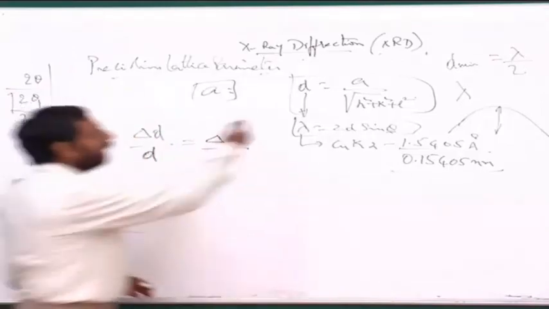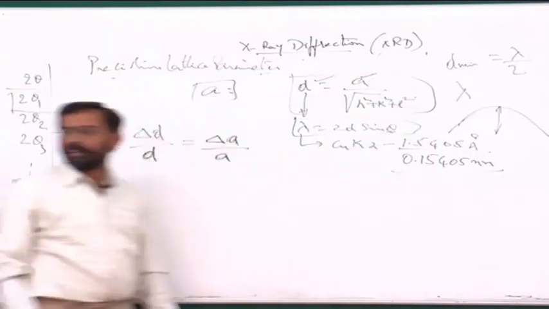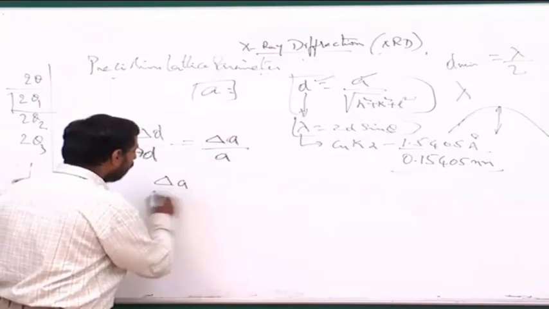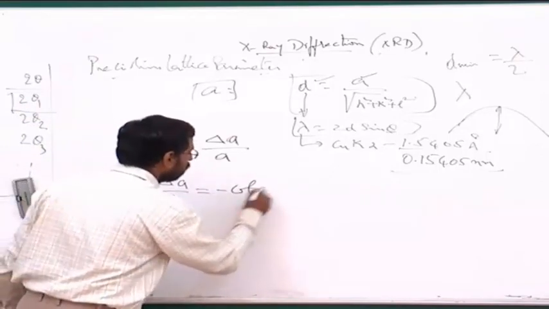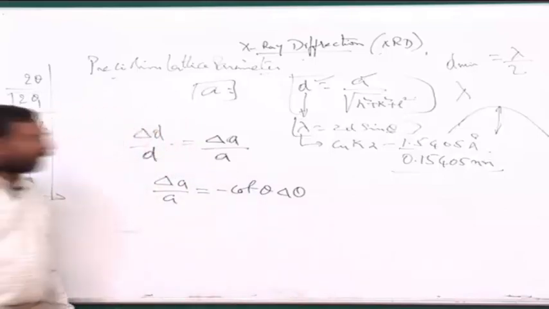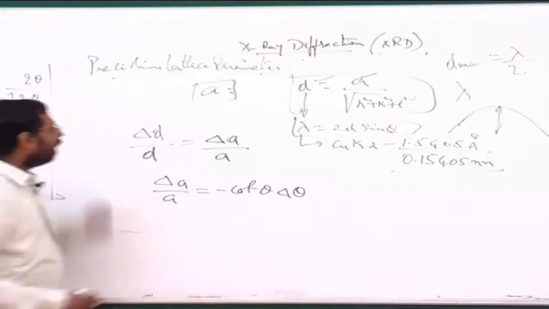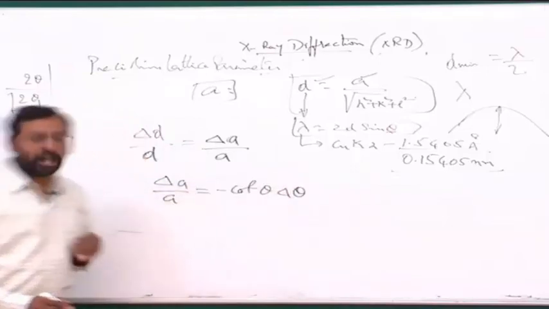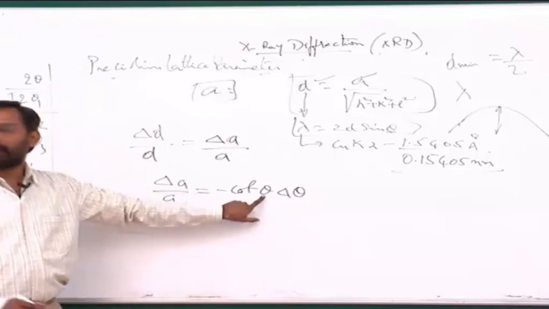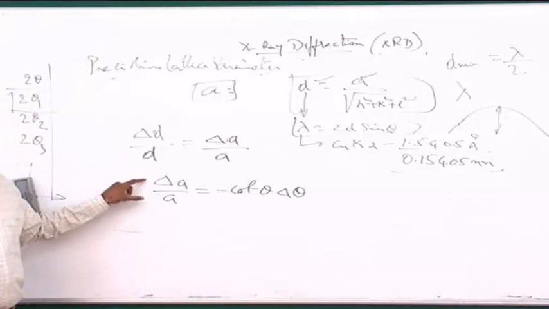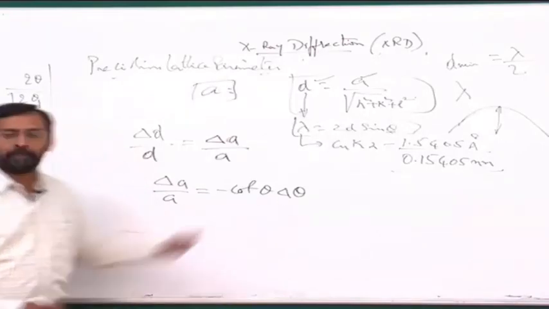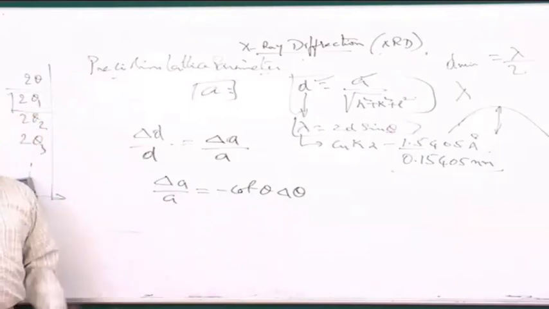Why? Because D and A are proportional, as you can see from here. So as a result, I can always do the same thing. Delta A by A is minus cot theta into delta theta. Right? So as a result, I can make the same argument I made earlier: irrespective of the error in theta, if I am using a large angle peak, the error in my lattice parameter will be very small. And as a result, I can use these higher angle peaks to find out the lattice parameter more accurately.